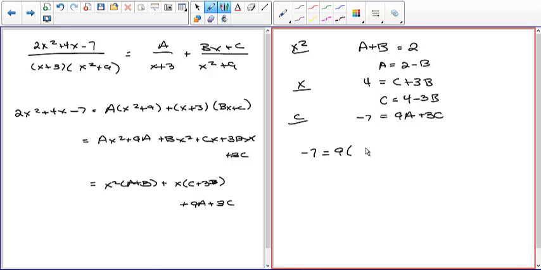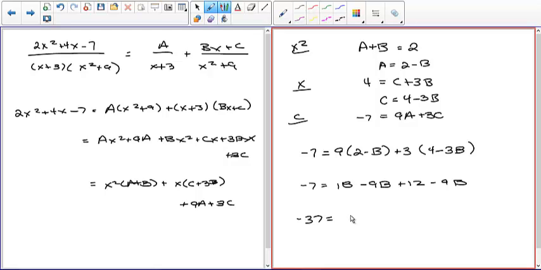So you get 9 times A, which is 2 minus B, plus 3 times C, C is 4 minus 3B. And then you multiply everything out. So you get 18 minus 9B plus 12 minus 9B. If you combine these two terms, you'll get 30, and then you'll subtract from both sides, so you get negative 37 is equal to negative 18B, or B is equal to 37 over 18.